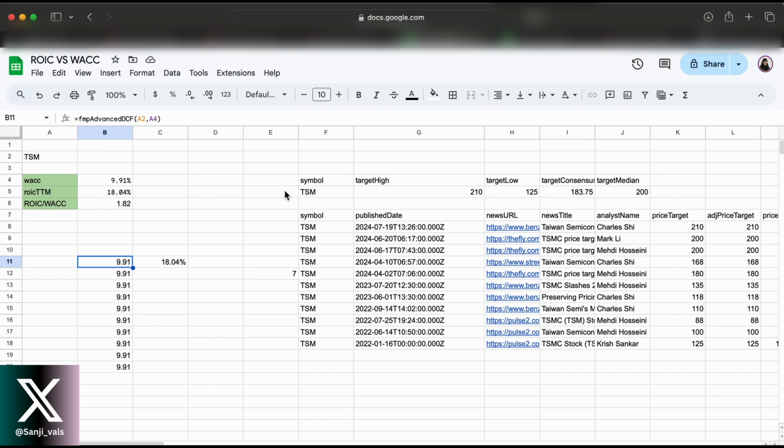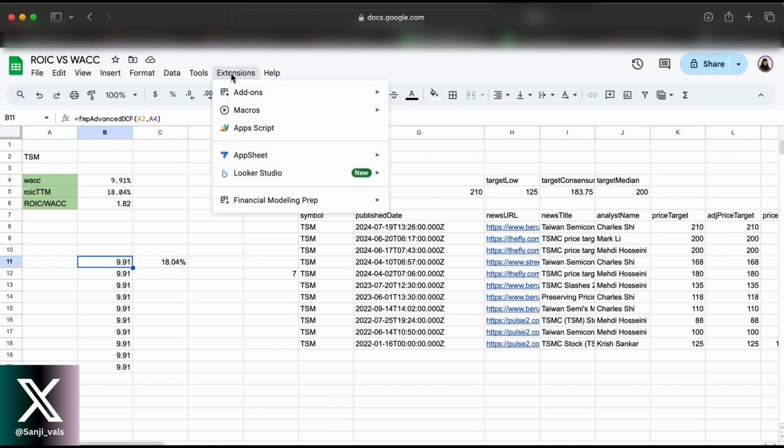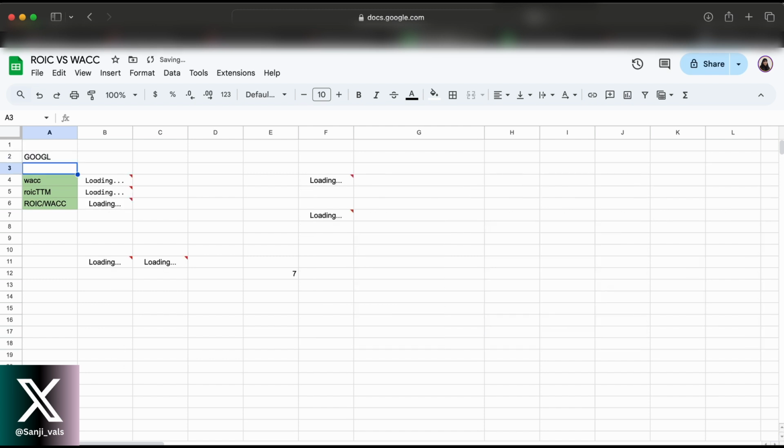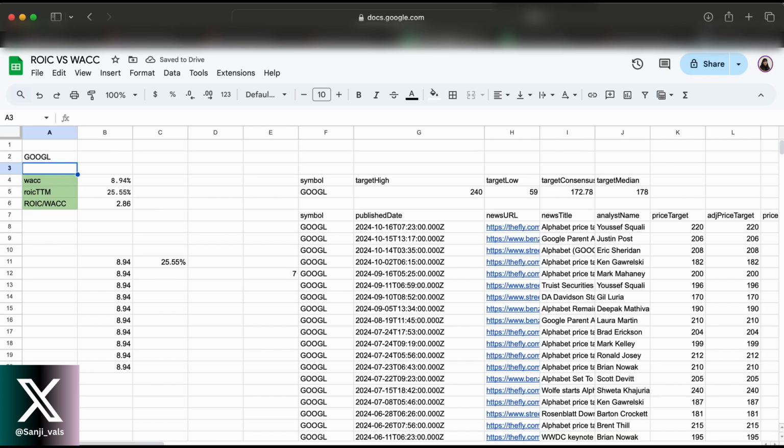Again, we will be using Google Sheets and the Financial Modeling Prep data point. You need to connect it via extension, and I will put the link to the detailed instructions of how you can connect FMP data points with Google Sheets. So first of all, you need to input the stock ticker over here. In case of Google or Alphabet shares, it's GOOGL. And now it is calculating the ratios.